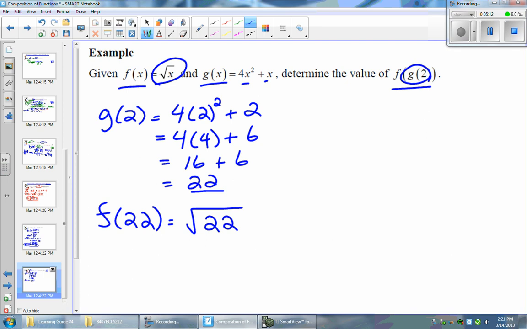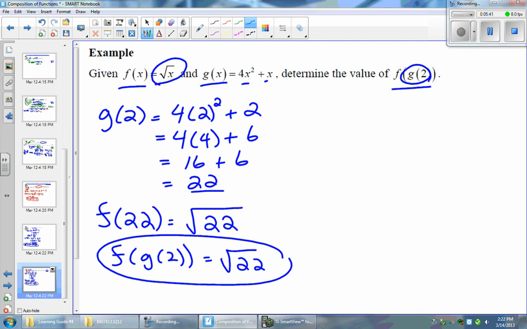When you have a radical, you can actually leave it in this form. You can try to simplify, but you can't simplify the square root of 22. If the question asks, you will definitely express it as a decimal if they want it that way. But other than that, you would just leave it like that. To conclude my solution here, f of g of 2 is equal to the square root of 22. And that's it. So that concludes my lesson on evaluating a composition of functions.